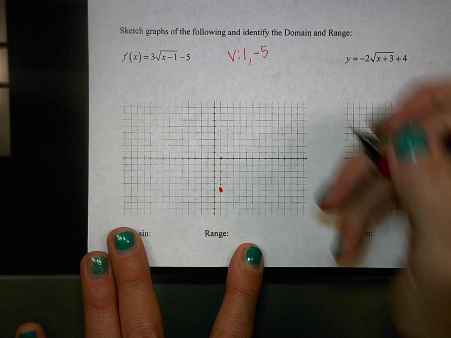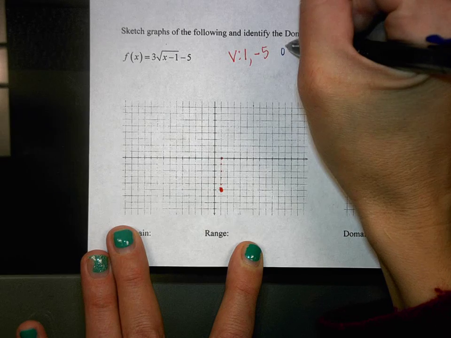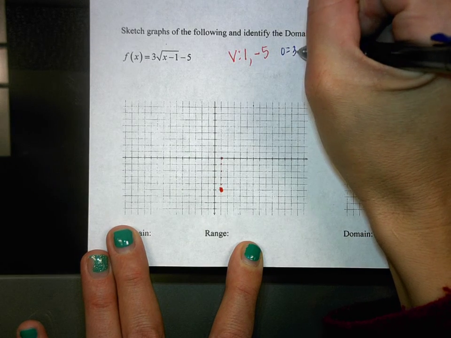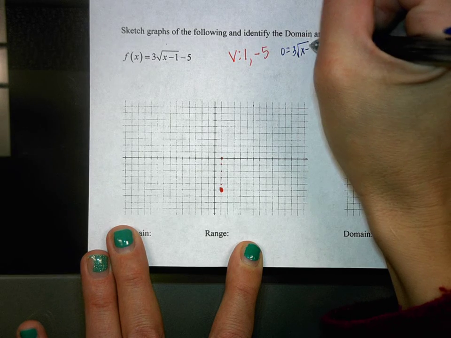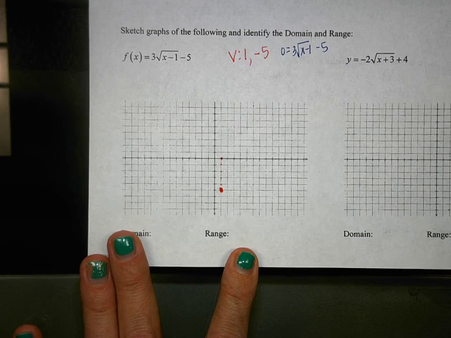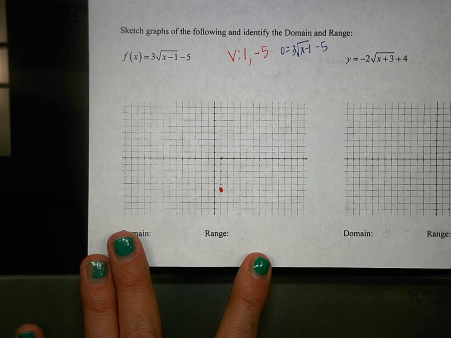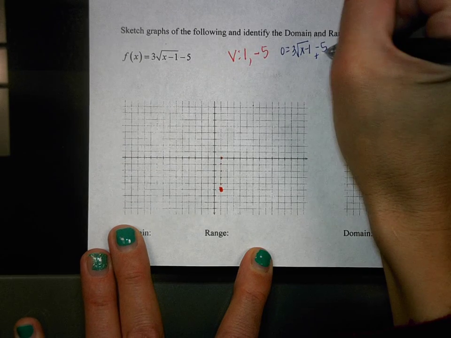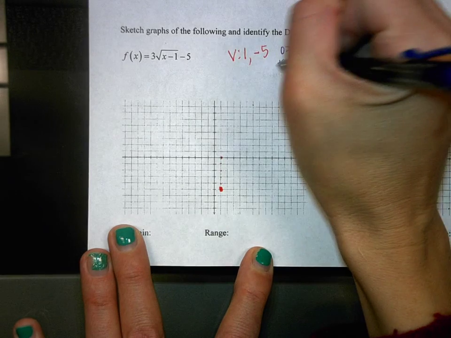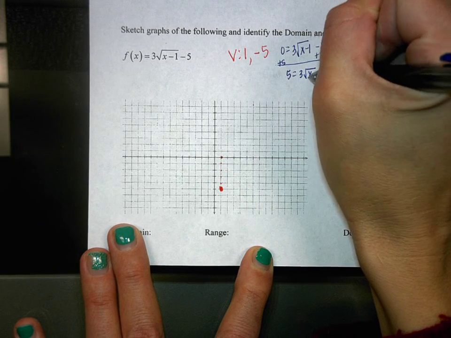Good. 0 for y. So we have 0 equals 3 root x minus 1, minus 5. So again, we're plugging in 0 for y, and we're going to solve for x. What do I do now? You add 5. Okay. So I have 5 equals 3 root x minus 1.